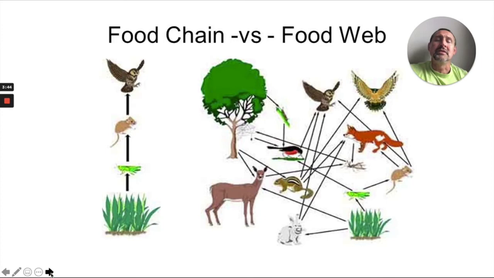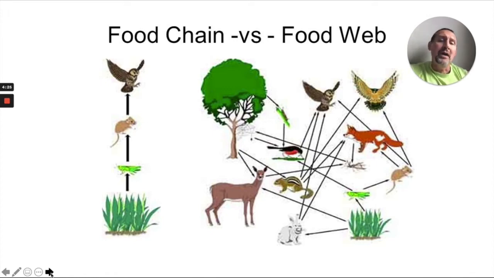In an ecosystem, there are interactions between predators, prey, autotrophs that make their own food, and heterotrophs that have to eat food. A food chain shows us that direct relationship from one trophic level to the next. In this case, grass would be a primary producer. The grasshopper would be a primary consumer because it's eating the grass. The small mammal would be a secondary consumer because it's eating the insect. And then at the top of the food chain would be a predator, like the owl.